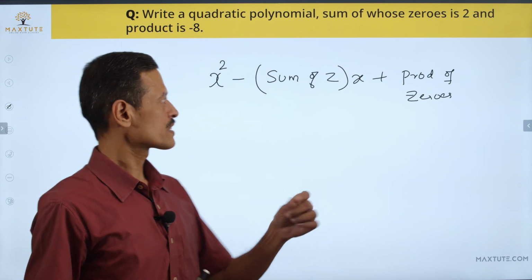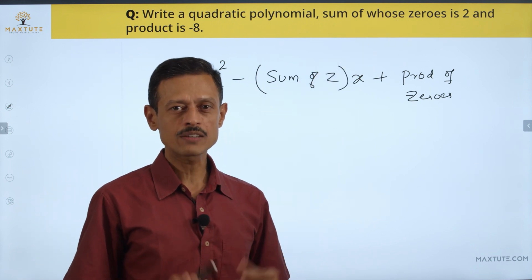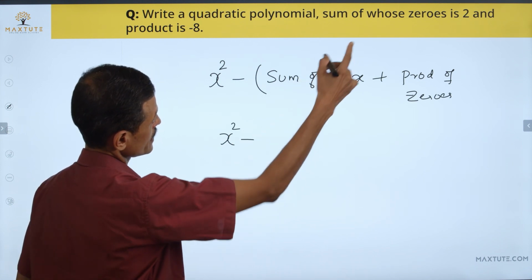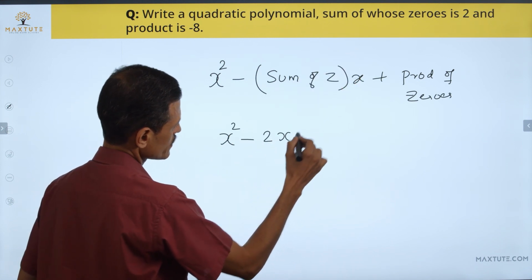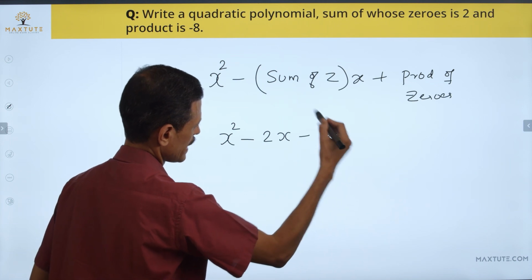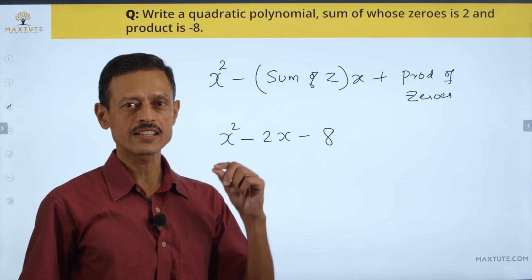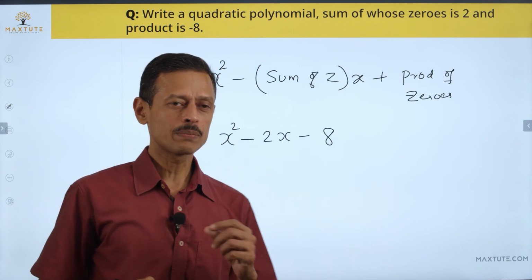That is how you basically find the quadratic polynomial from the sum and product of zeros. What's the sum? Sum is equal to 2. What's the product? Product is minus 8. So, just plug in those values. x square minus, instead of sum I am going to write 2, 2x, instead of product I am going to write minus 8. So, the required quadratic polynomial is x square minus 2x minus 8. Quickly recap it again in a printed form.